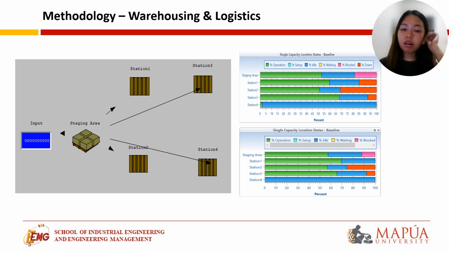The figure on the left shows the simulated layout of a warehouse replenishment process. The input location is the bulk location or the storage rackings where stocks or orders are received and taken from. The staging area is a transit location for the stocks before they are placed in the pick phase locations. In this figure, 4 stations are identified.